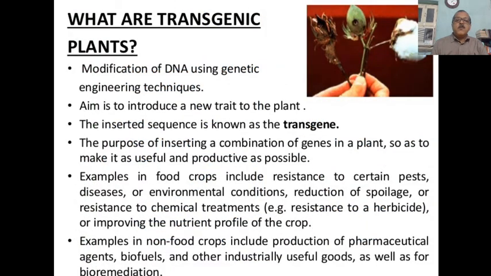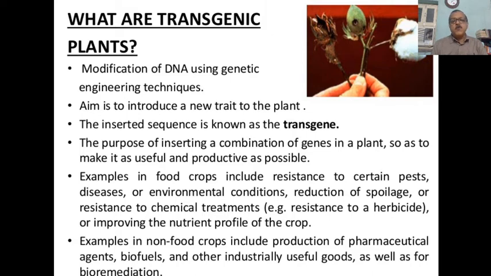Let us see what are transgenic plants. Modification of DNA using genetic engineering techniques produces transgenic plants. The aim of transgenic plants is to introduce a new trait or character to the plant. The inserted sequence of DNA is known as transgene. The purpose of inserting a combination of genes in a plant is to make it as useful and productive as possible.